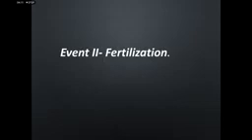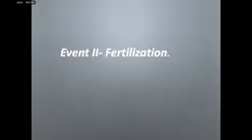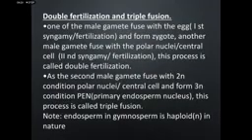Then the next stage is fertilization. Fertilization is the second event in the reproduction of flowering plants. Here there are two topics mainly: double fertilization and triple fusion. One of the male gametes fuses with the egg, that is first syngamy or fertilization, and forms the zygote.